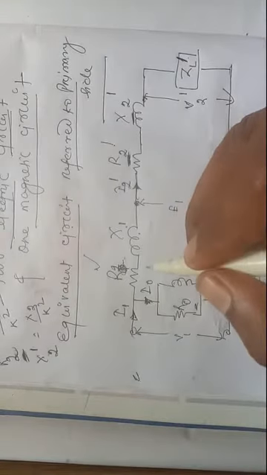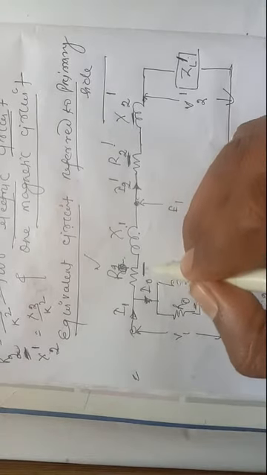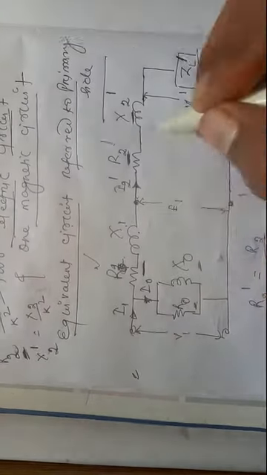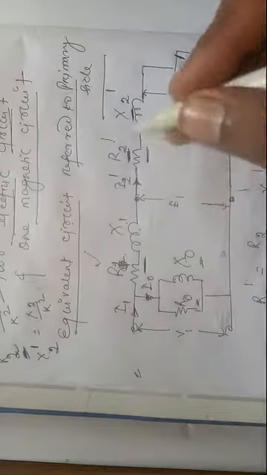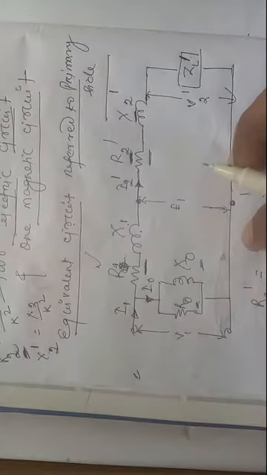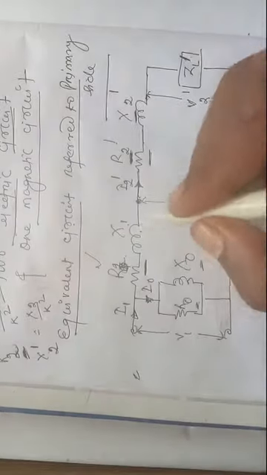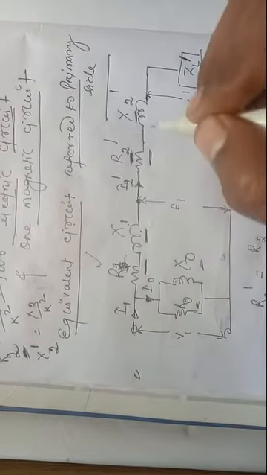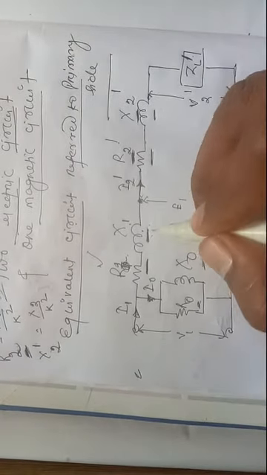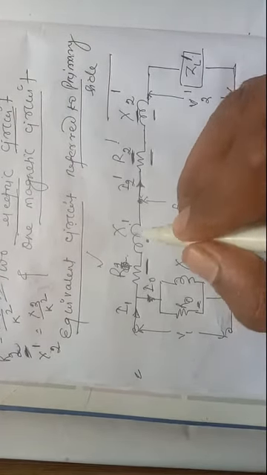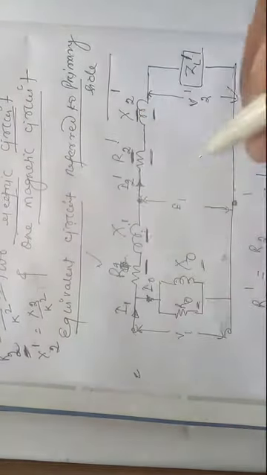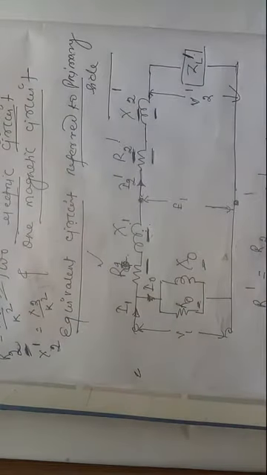So in this circuit there are two resistances, one is the resistance of the primary itself and the other is the resistance shifted from the secondary side to the primary side. Similarly there are two reactances also, the reactance X1 of the primary side as well as the reactance shifted from the secondary to the primary side.